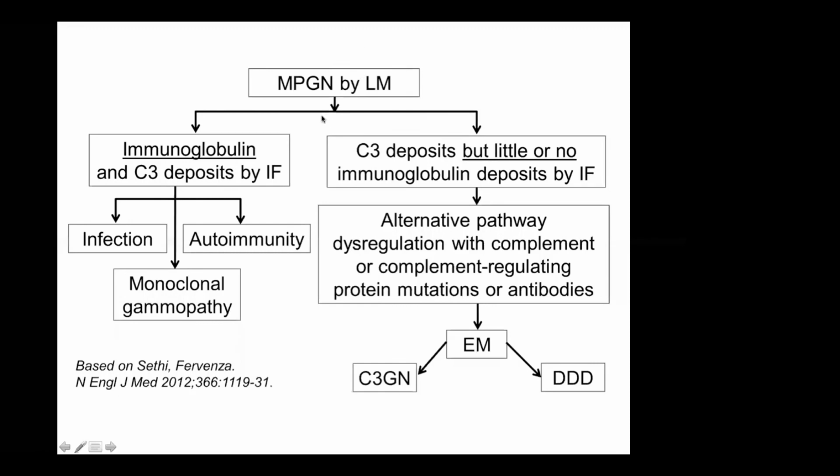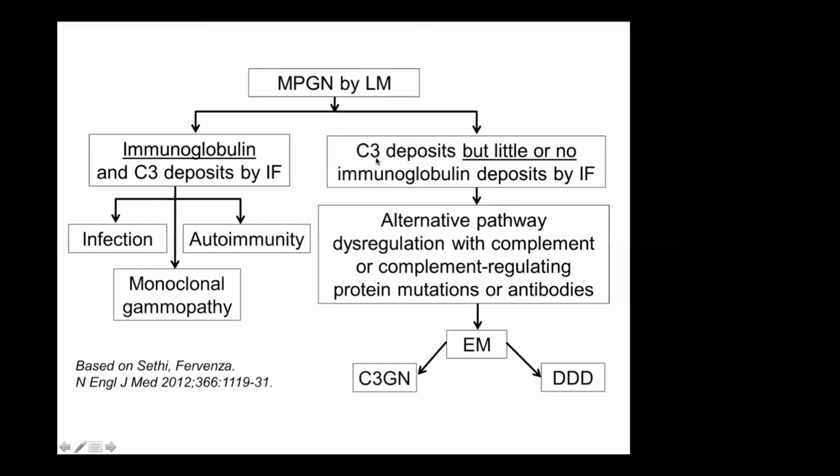Alright, we talked about MPGN by light microscopy. Either we have immunoglobulin and C3 deposits by IF, or it is infection, and we will be talking about infection in another lecture. Basically, post-infectious, you will see neutrophils inside the capillary. It is membranoproliferative glomerulonephritis, but there will be neutrophils inside the glomerular tufts. Or it could be monoclonal gammopathy or autoimmunity. In these we have both immunoglobulin and C3 deposits.